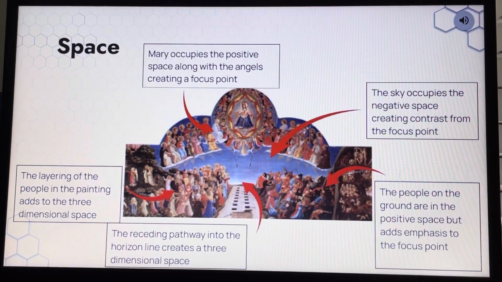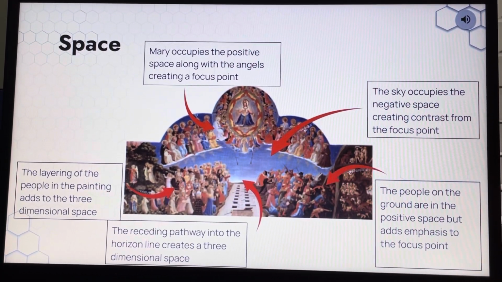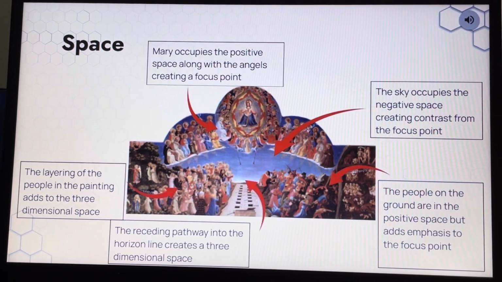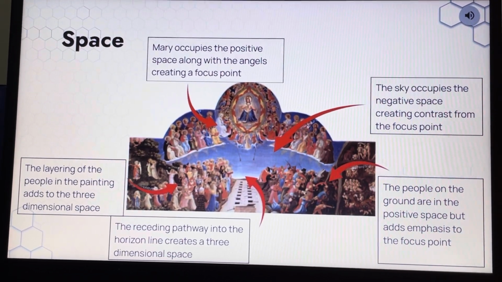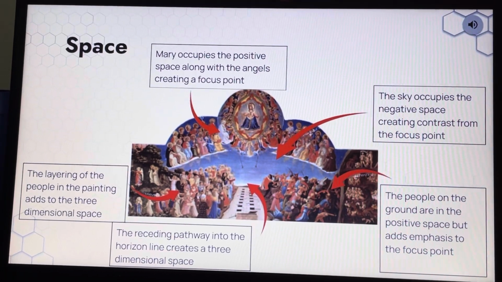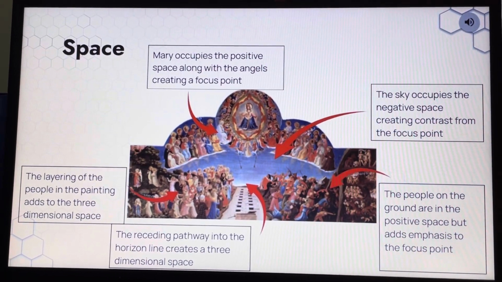Sky occupies negative space in this painting. This creates a background and provides more emphasis to the focus point. The people in the foreground are in the positive space of the painting. This illustrates critical events that the painter is trying to depict in this piece. This creates a secondary focus point in the painting.